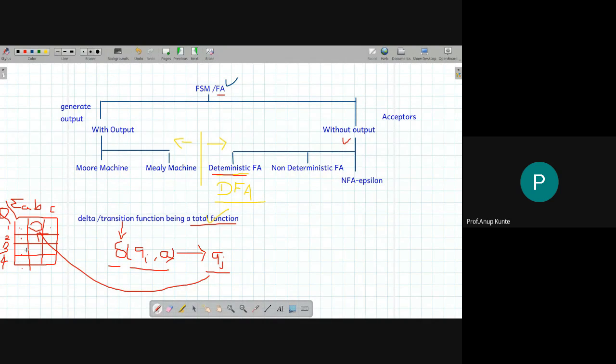Now, what makes a device non-deterministic? It's a very simple thing. Whenever my delta is not a total function, either I can miss a transition, that is I can have nothing mentioned in one or some of the cells, or I may have more than one state to go to when a particular input is offered to me.